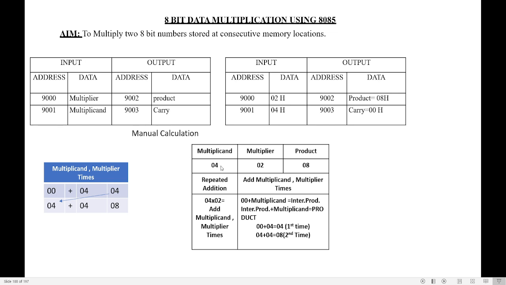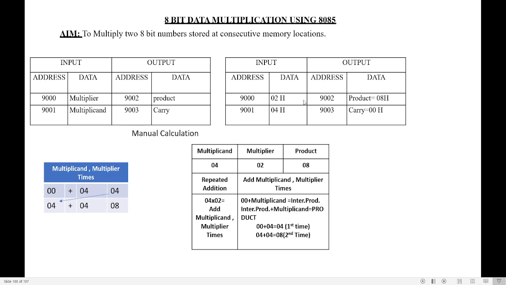If I want to multiply 4 into 2, 4 is called the multiplicand, 2 is called the multiplier. What is my aim? To perform multiplication of two 8-bit numbers. So I need to multiply 4 into 2 and get a product of 8.